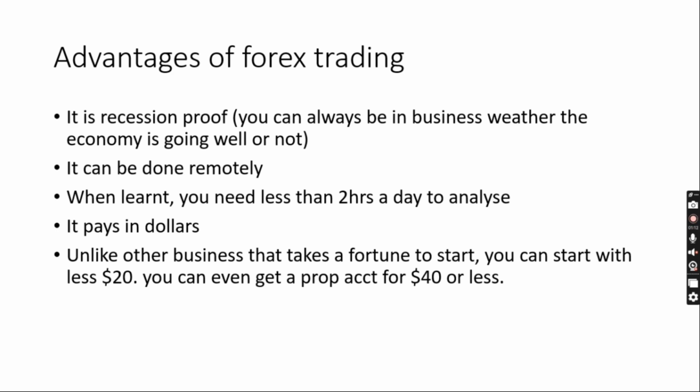You understand? The least amount you can get is $5,000. You can get $10,000, $20,000, $200,000. And if you make profit, you keep about 70 to 80% of the profit on those kinds of accounts. So with less than $40, you can get a proper account. So that is how easy it is in forex trading once you've learned the skill. So these are the advantages of forex trading.